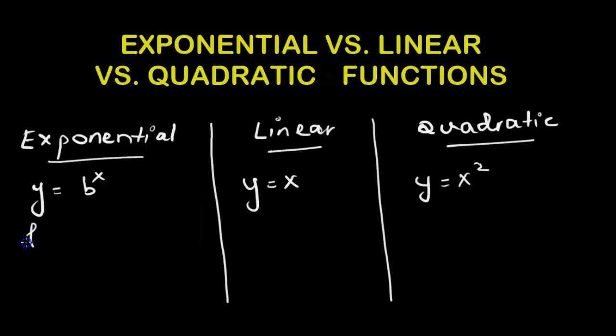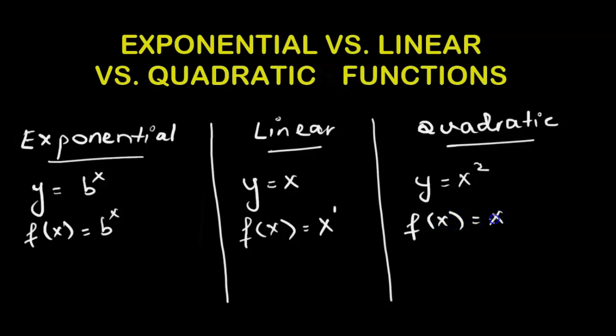If we write it in function form, it would be f(x) equals b to the power x. This one would be f(x) equals x. No power means the power is 1. Quadratic is f(x) equals x squared. Here we have to note that for the exponential function, x, the independent variable, is raised as a power. For linear and quadratic functions, x is written as a base. For the linear function, the power is 1. For the quadratic function, the power is 2. But x is written as the base for linear and quadratic functions, whereas for the exponential function, x is written as a power.